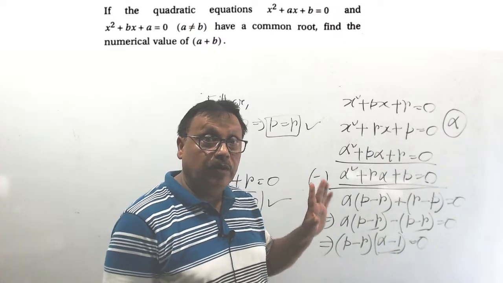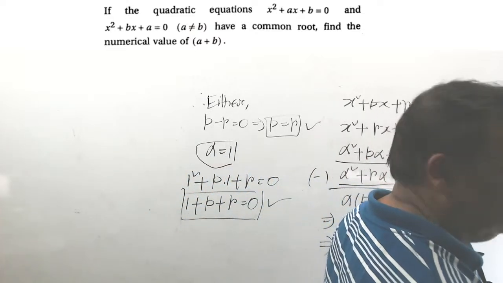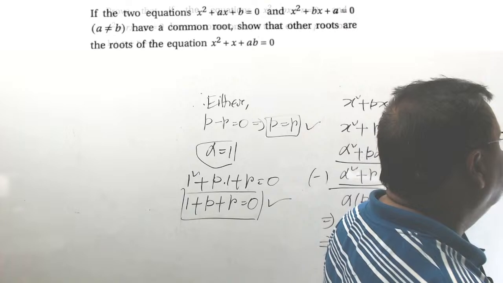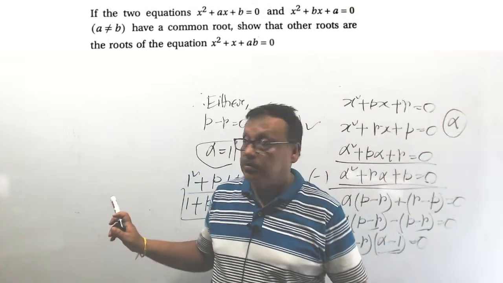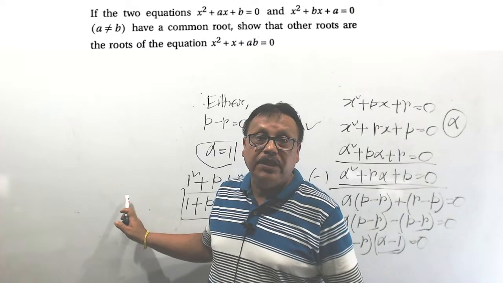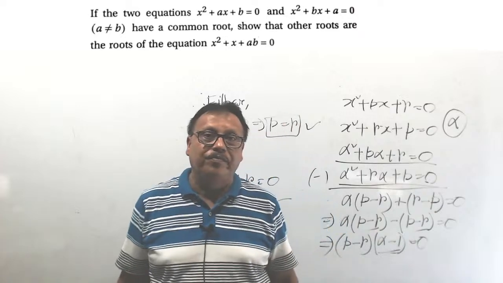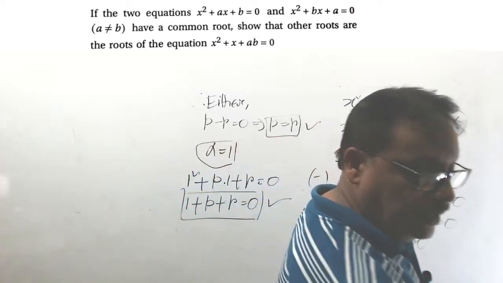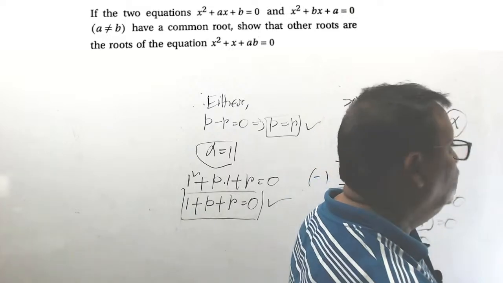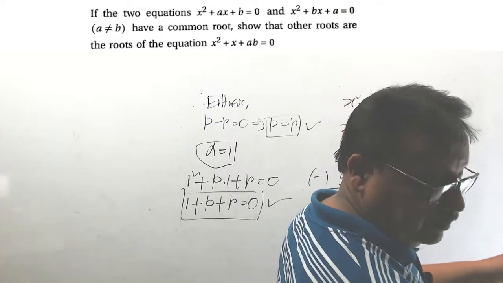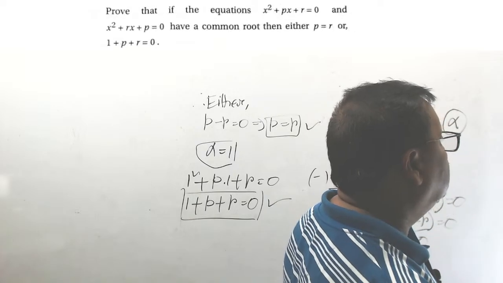Same problem already I have done. Try to understand this one. What was the value? We found a plus b is equal to what? Minus 1. This is the numerical value. Okay? Minus 1 and absolute value means 1. Numerical. That means the same problem. This is the same problem.